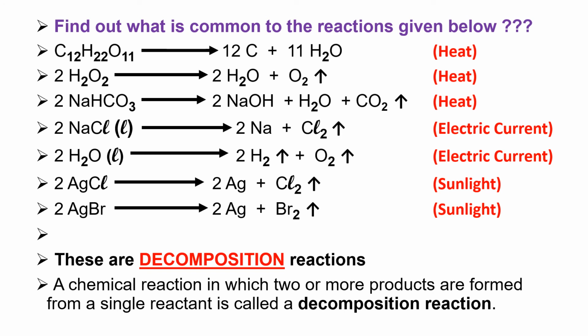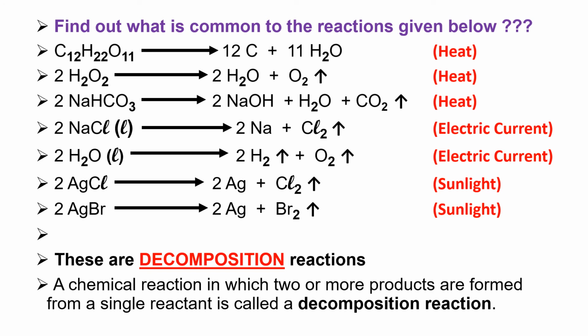And for the last two reactions, what do you need to break down silver chloride, AgCl, and silver bromide, AgBr? You need sunlight. So when silver chloride is exposed to sunlight, it breaks down or decomposes into silver and chlorine gas. And similarly, AgBr, silver bromide, when exposed to sunlight, breaks into silver and bromine gas.